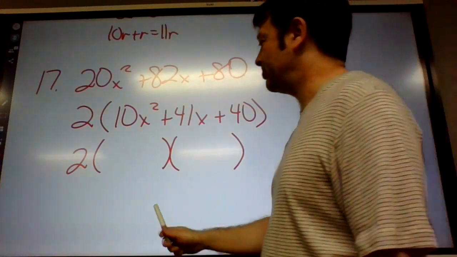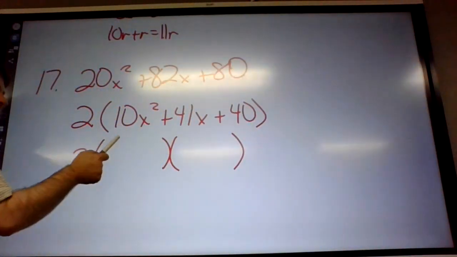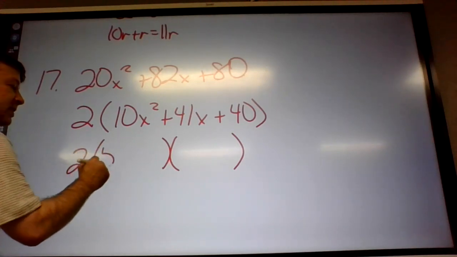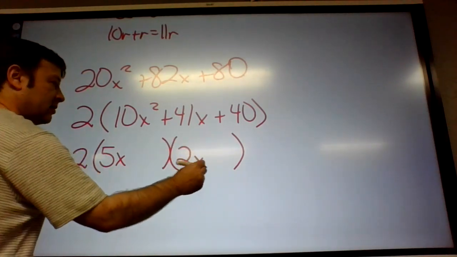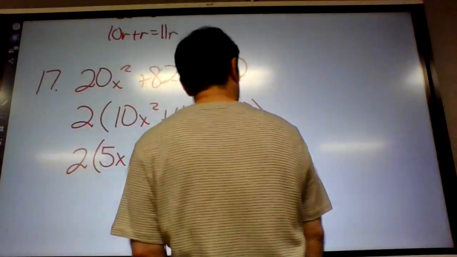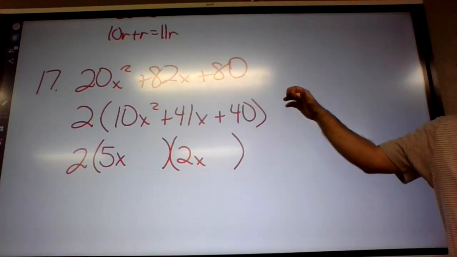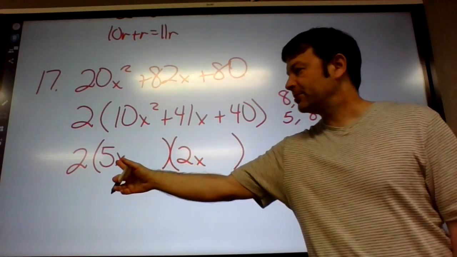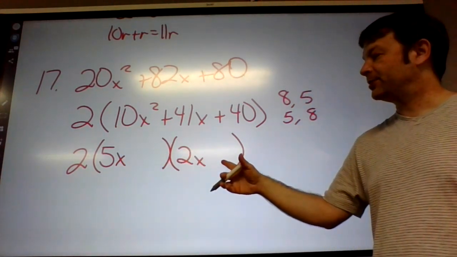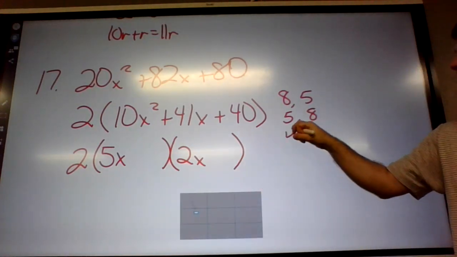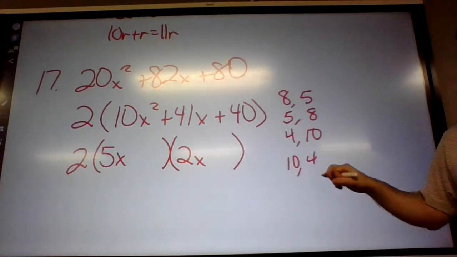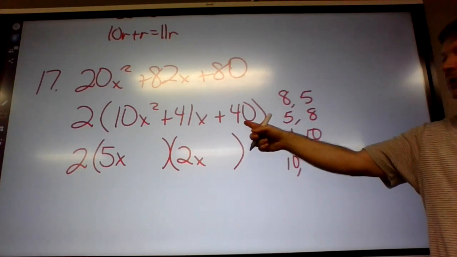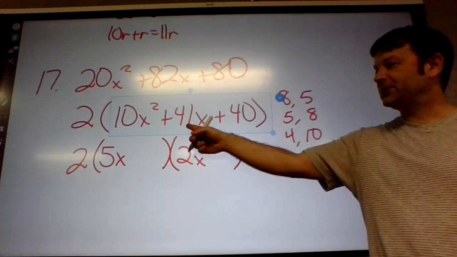All right, so Moses, what might go in the front of this one? 5 and 2. Maybe 5x and 2x. And what might go in the back? 8 and 5. Okay. In this case, the order matters because putting something with 5x is different than putting it with 2x. So it could be 8 and 5, 5 and 8, 4 and 10, 10 and 4. It could be everything negative, because that would still multiply, but that would not add up to a positive 41.